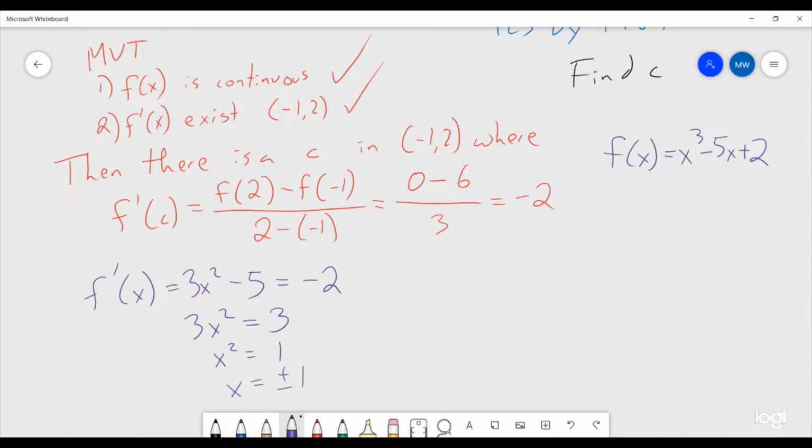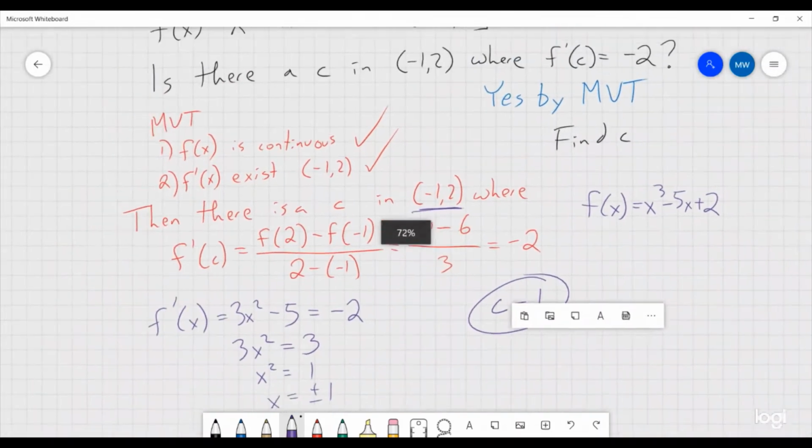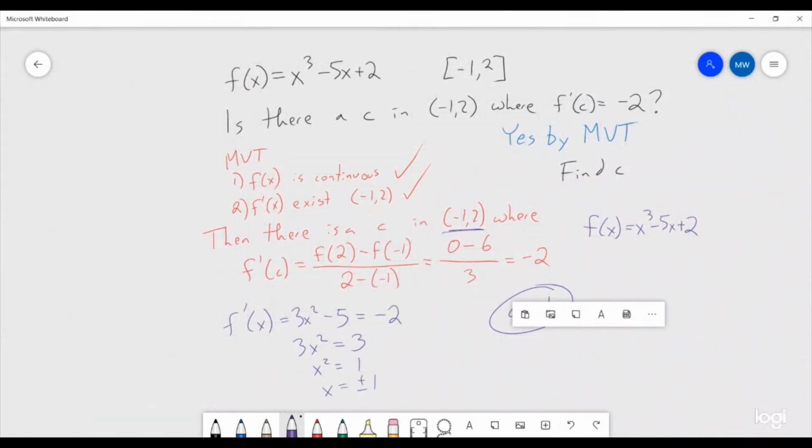So which one of these is inside our interval? Well, it turns out negative 1 is right at the edge of our interval, but it's not included in our endpoints. So that means we are going to say that x equals 1 is our c value. Or I guess I can say c equals 1 because that's actually our c value. So c equals 1 in this case. So that's how we would be able to do this problem using the mean value theorem.